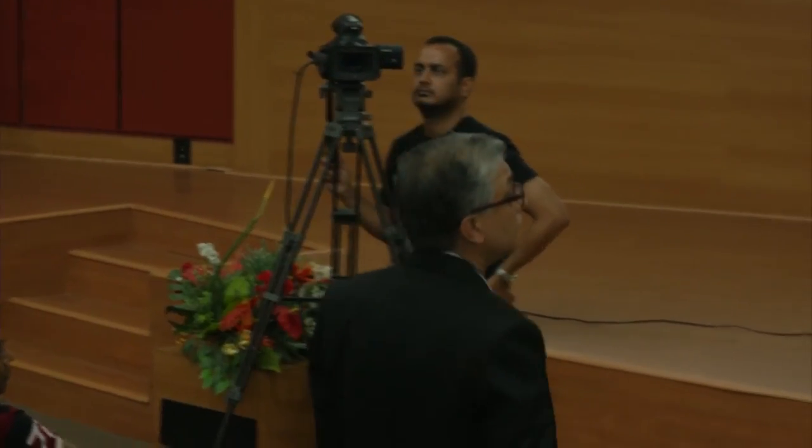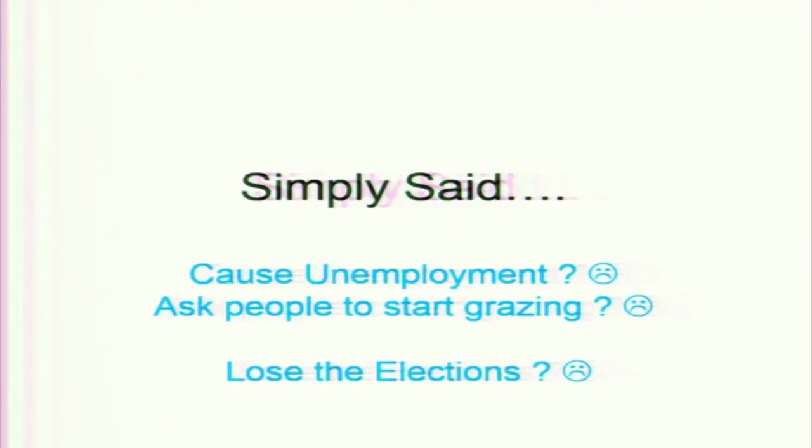They can't afford anything else. They use this. This is available for them, and they use it, right? So you can't do that. So simply said, whatever I said is a large plan, collector's plan, correct? Simply said, it's going to lead to unemployment. It's going to ask people to start grazing. I mean, next elections will be lost. There are implications. You and I are pretty aware of it.